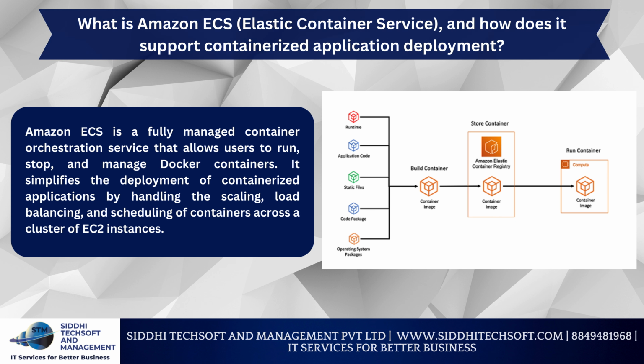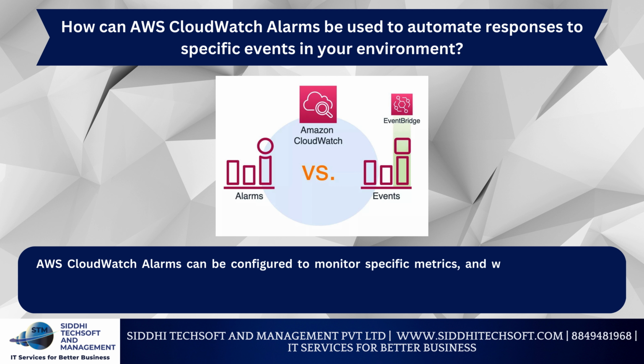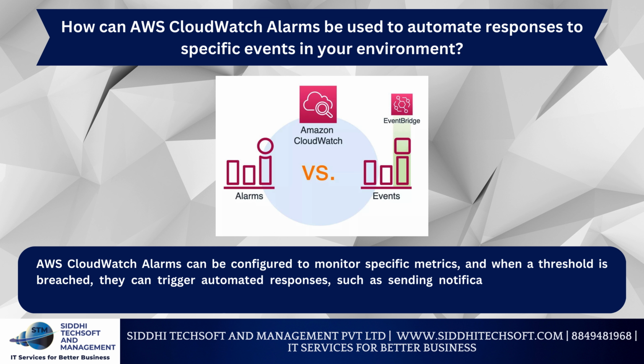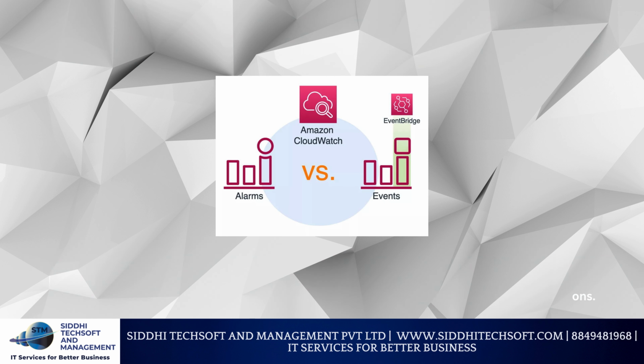How can AWS CloudWatch alarms be used to automate responses to specific events in your environment? AWS CloudWatch alarms can be configured to monitor specific metrics, and when a threshold is breached, they can trigger automated responses, such as sending notifications, executing AWS Lambda functions, or stopping or terminating instances, enabling automated and responsive actions.